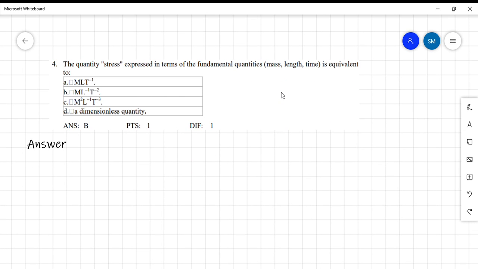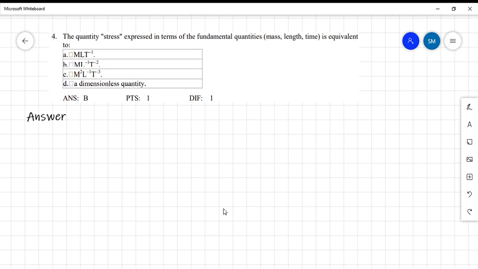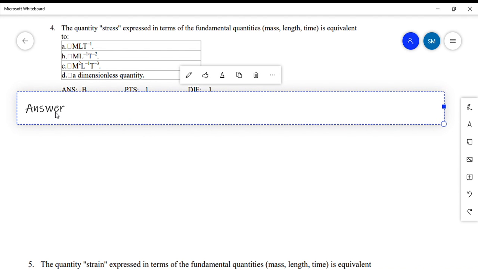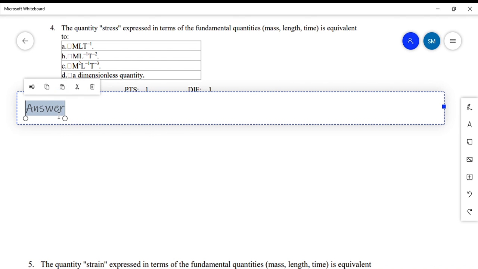This question: the quantity stress expressed in terms of fundamental quantities mass, length, and time is equivalent to. Here he simply wants to know the dimensional formula for the stress. To know the dimensional formula for the stress, we have to write the rule for the stress.